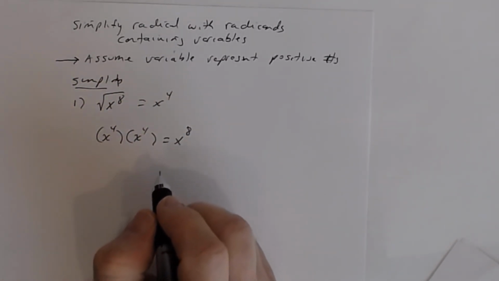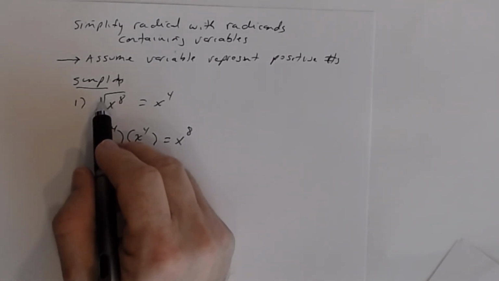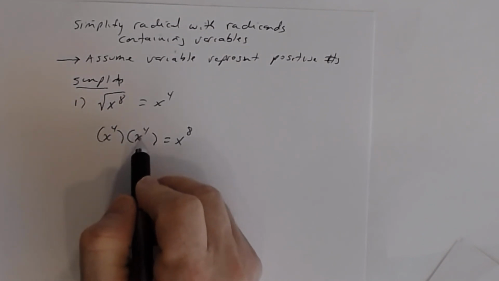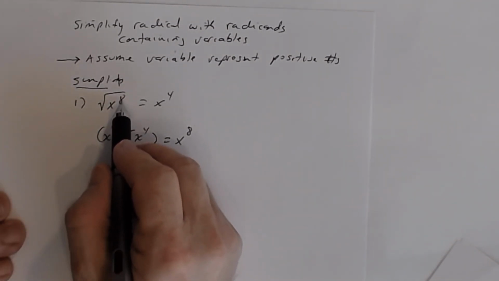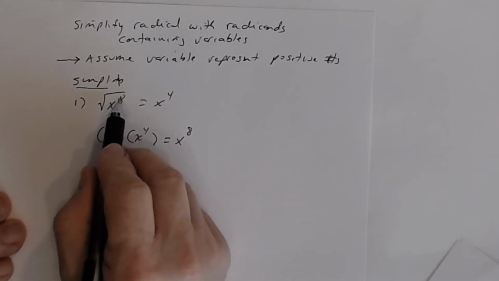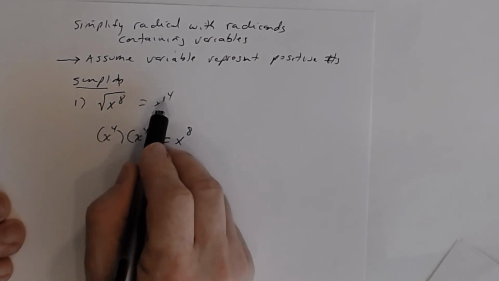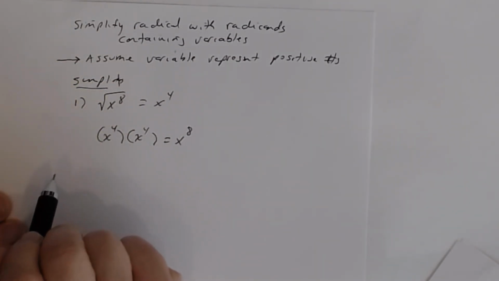But I want you to think about it this way as well. See that the index is 2, right? Many students also think about it this way: 8 divided by 2 is 4. So the square root of x to the 8th is just x to the 4th.